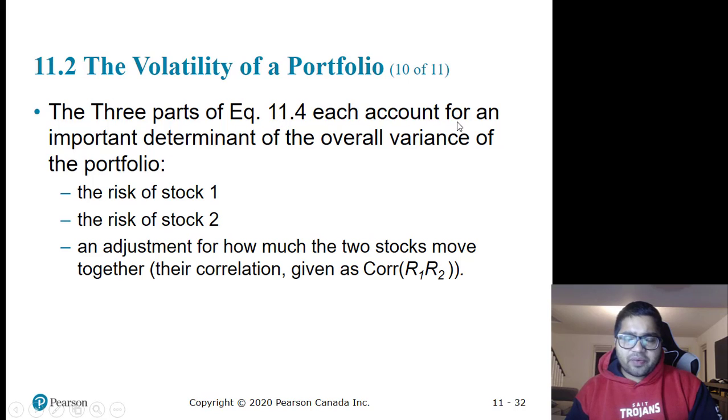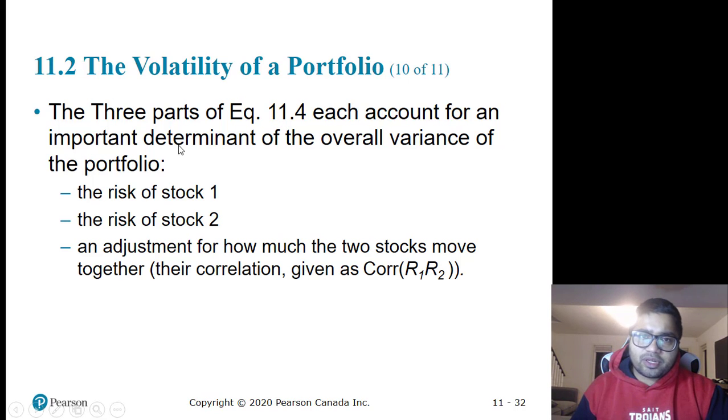So the three parts of equation 1 each account for an important determinant of the overall risk of a portfolio. The risk of a portfolio depends on the risk of stock 1, the risk of stock 2, and how they are correlated. So the third variable is correlations.